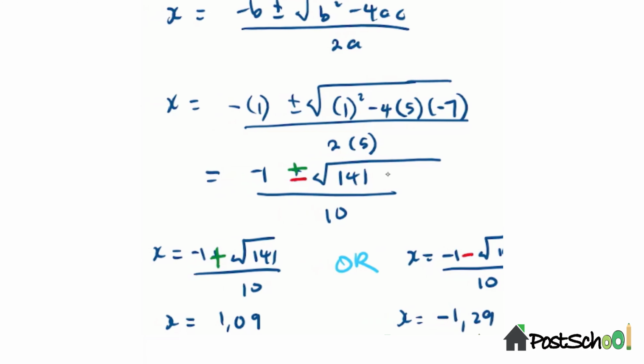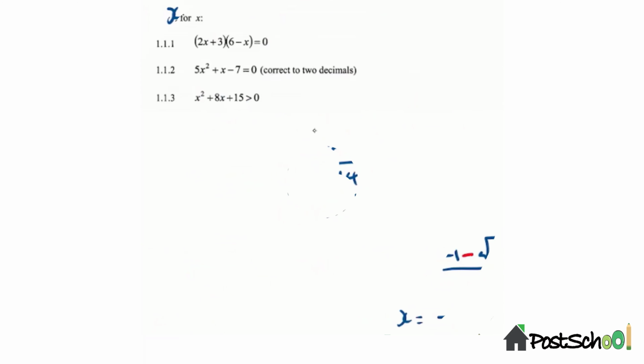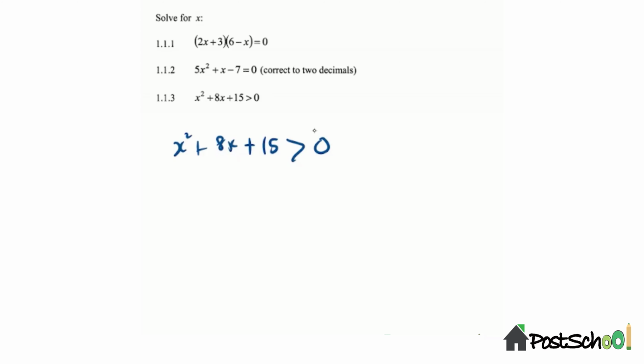So this is how you solve this question. Alright, so now the last question: x squared plus 8x plus 15 greater than 0. How can you solve this question? Okay, so these questions are very easy. So I'm going to show you steps on how you can do them.